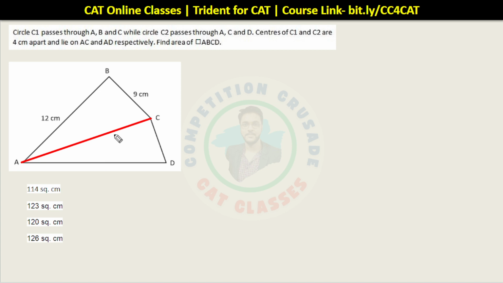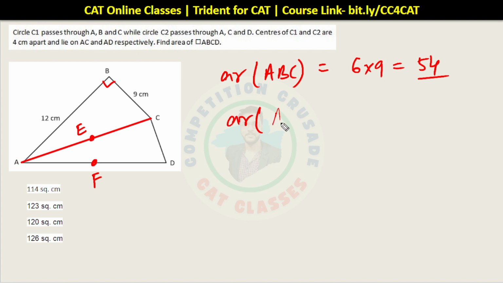I can pretty much predict that these are the diameters of the circles C1 and C2. Now if AC is the diameter of C1 and AD is the diameter of C2, I can very easily say that E is the center of AC, F is the center of AD. If you are a bit observant, you will realize that a diameter always subtends 90 degrees at the other part of the circle. So this angle ABC is 90 degrees, which effectively gives me the area of triangle ABC as half into base into height. So 6 into 9, that is 54. I'm doing it directly. Now what about the area of ACD?